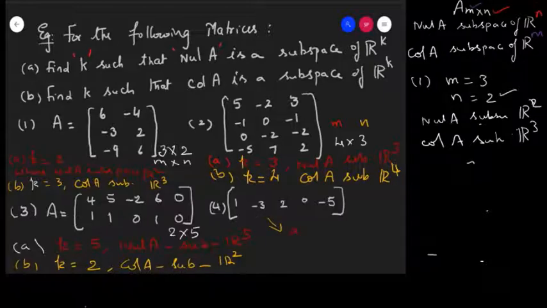Now let us come to this question. Here for A bit, this is a matrix with one row and 5 columns. So for null A, k should be equal to the number of columns, where null A is a subspace of R5. Similarly, here k must be equal to 1, where column A is a subspace of R1. How many rows? Only one you have, so only one element will be there. Now we'll look at the next problem.